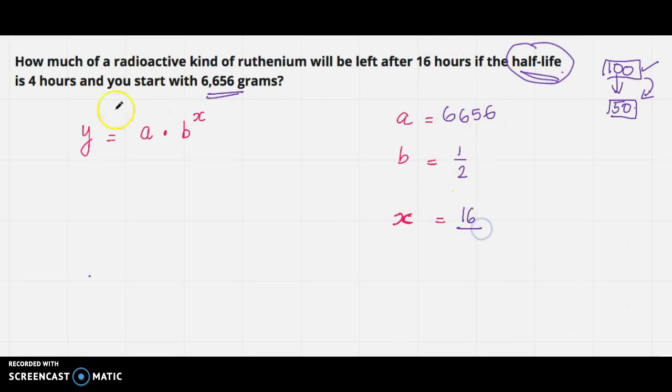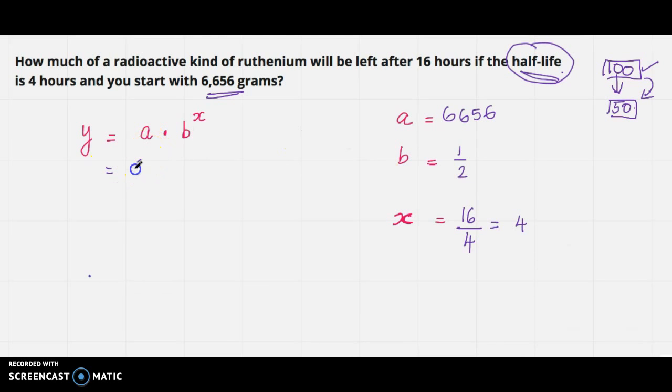We have 16 here, and it says the half-life is 4. Every 4 hours it becomes half of what it was originally. So for you to see how many times that happened, you have to divide the 16 by the 4, which is 4. So X is 4.